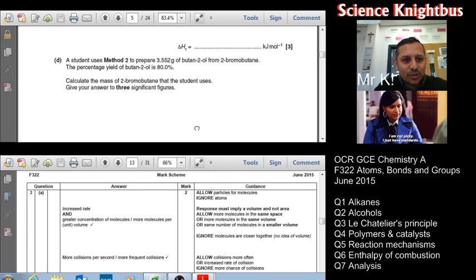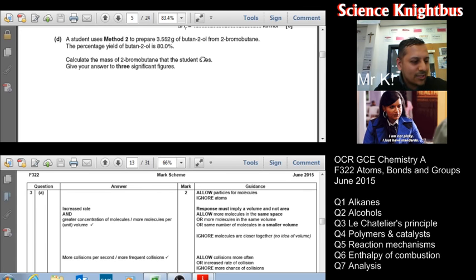I'll just show you the question again. A factor of 0.8 rather than 1.25. However, error carried forward marks were awarded. The majority of candidates scored 2 or 3 marks in this question. That sounds really, really good.